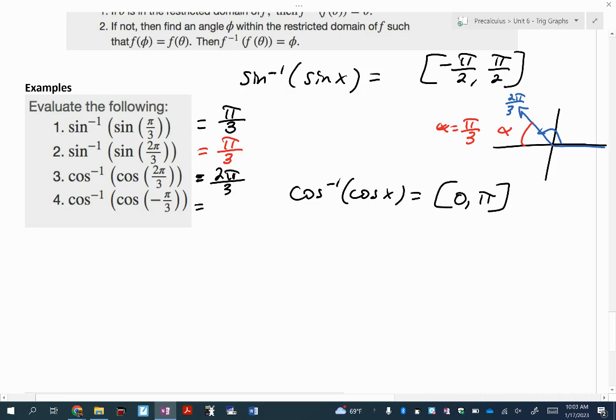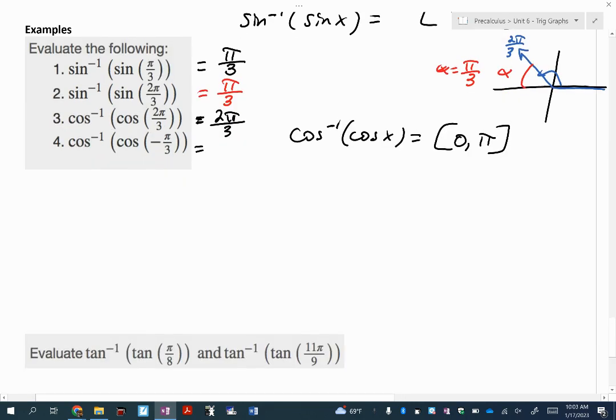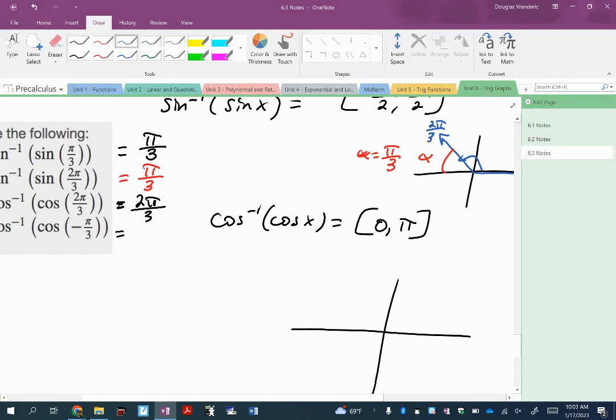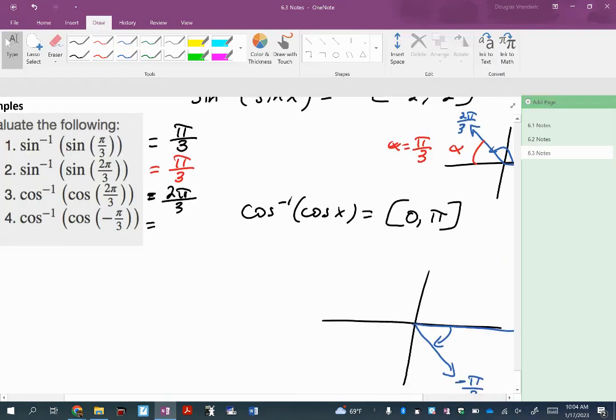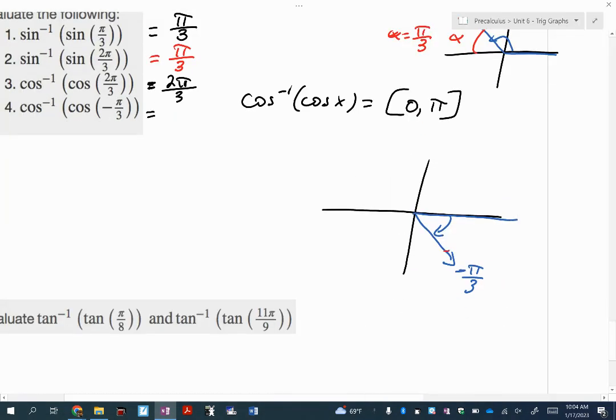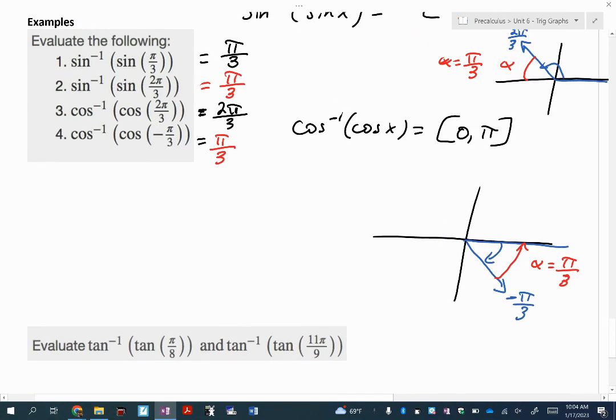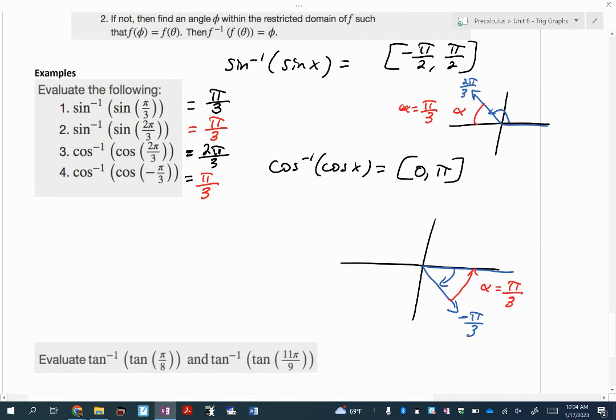All right, now the last one. The last one you can very much see is not between 0 and pi. It's a negative. So when I sketch that one, let's sketch negative pi over 3, right? Moving clockwise. There's negative pi over 3. All right. The reference angle is pi over 3, right? That distance back. The reference angle is pi over 3. And is pi over 3 between 0 and pi? And the answer is yes, it is. So the answer for this last one is pi over 3. All right. So again, it's just really all about the restriction.